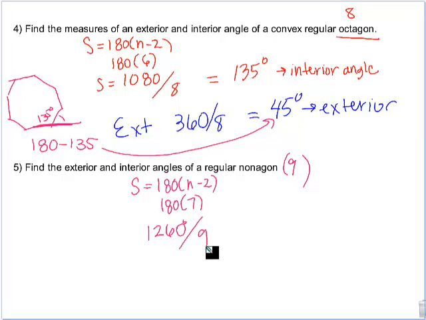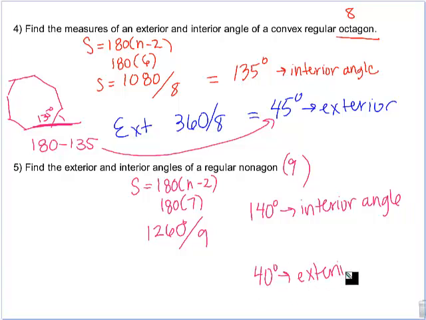1,260 degrees. Now, divide it by what? Divide it by 9 because it says 9 sides. So 140 degrees is the interior angle. So then what's the exterior? 40. Now how did you get that so quick? Yeah, so we can just think in our head, we can subtract it from 180 to get 40.